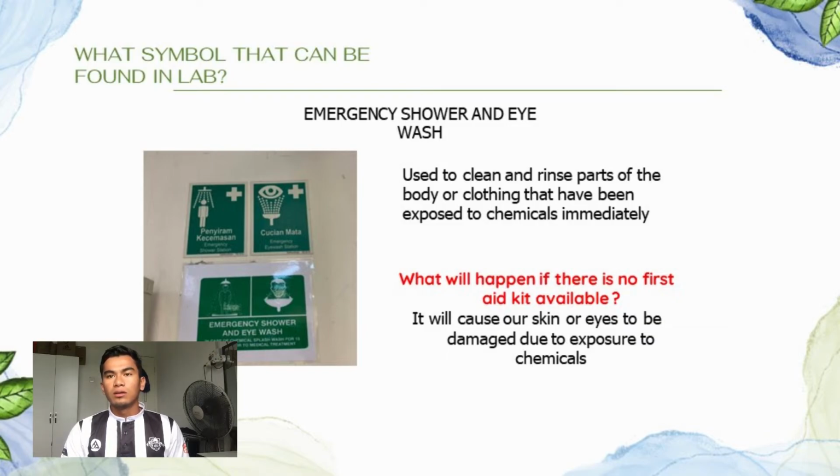The emergency shower and eye wash is used to clean and rinse a part of the body, your eyes, or the clothing that have been exposed to chemical immediately. If not obeyed, it will cause our skin or eyes to be damaged due to exposure to chemical.